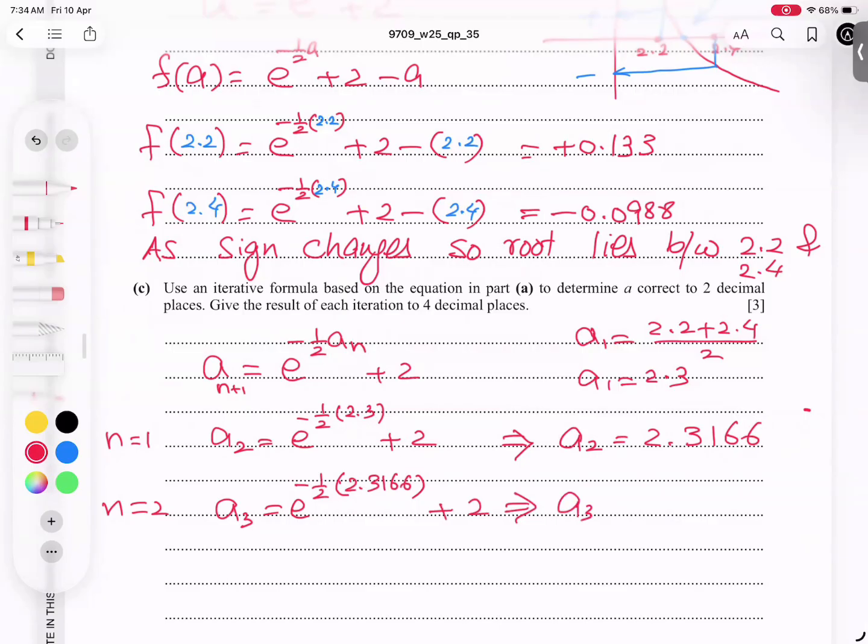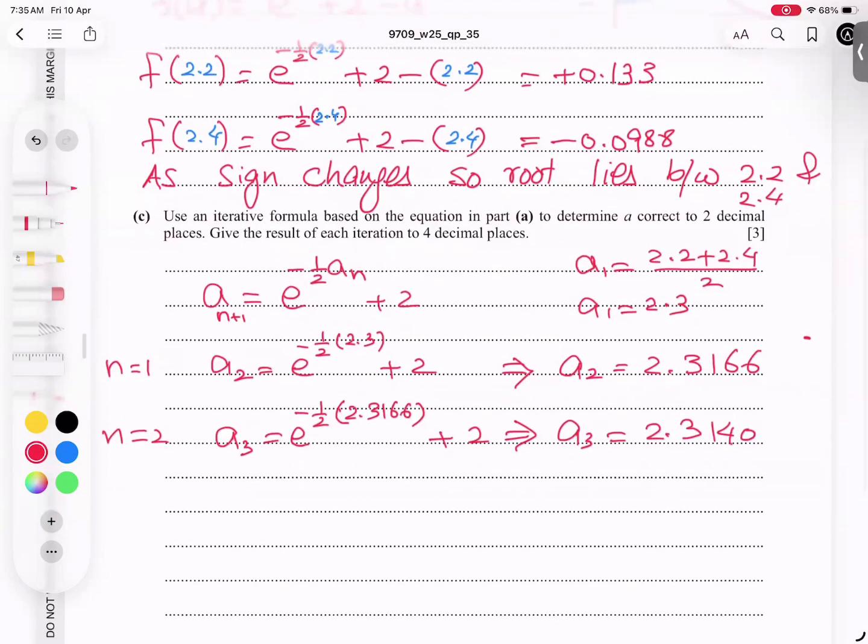I hope, students, you are understanding well. And now I'm going to type it. And negative 0.5 times 2 answer. My next answer turns out to be 2.3140. I hope the point is very clear. And then if I plug in 3, 3 plus 1 gives us 4.